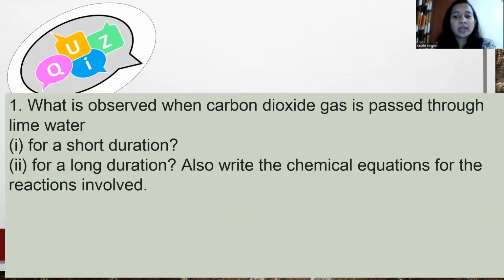What is observed when carbon dioxide gas is passed through lime water for a short duration and for a long duration? We just discussed this. Also write the chemical equation for the reaction involved. This question can come for 3 marks.